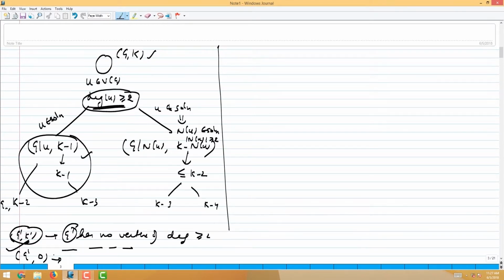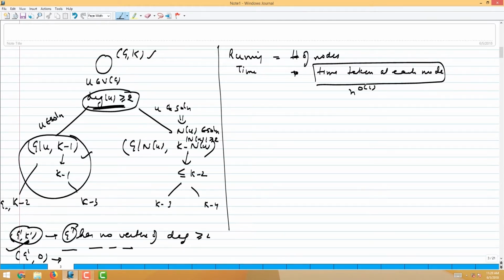So again, the running time of this branching algorithm is equal to the number of nodes in this branching tree times the time taken at each node, which is polynomial, and this is some polynomial. So again, it boils down to finding how many nodes are there in this branching tree, right?